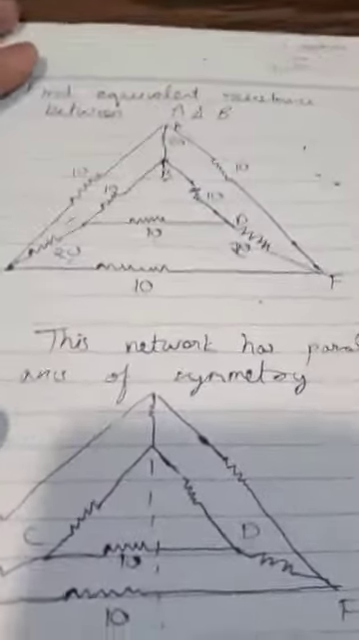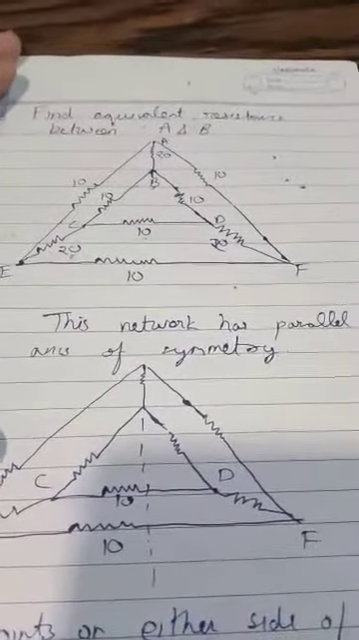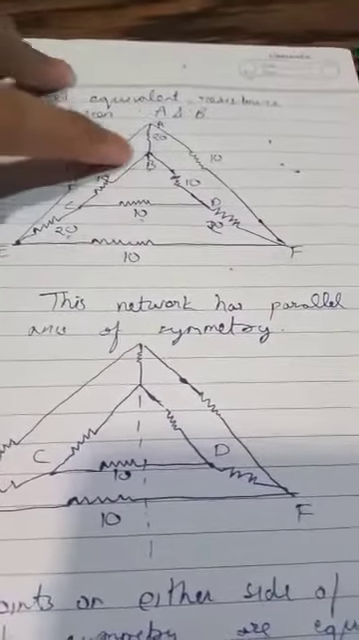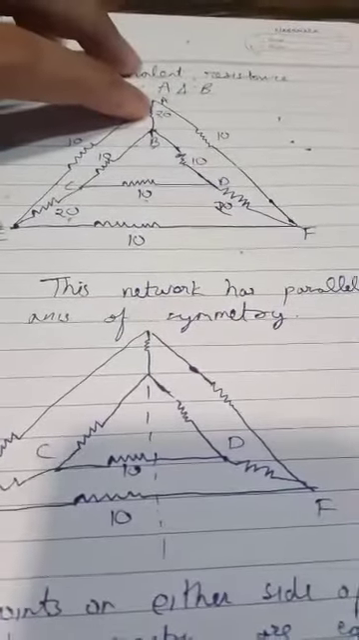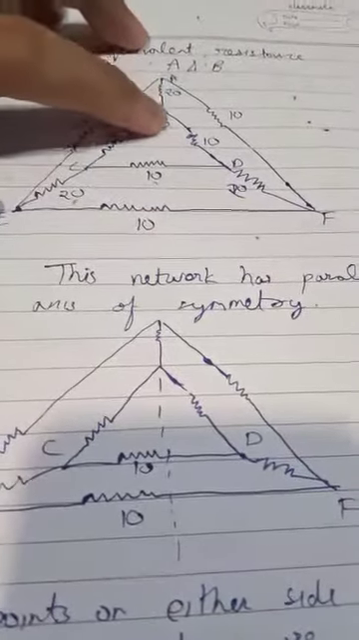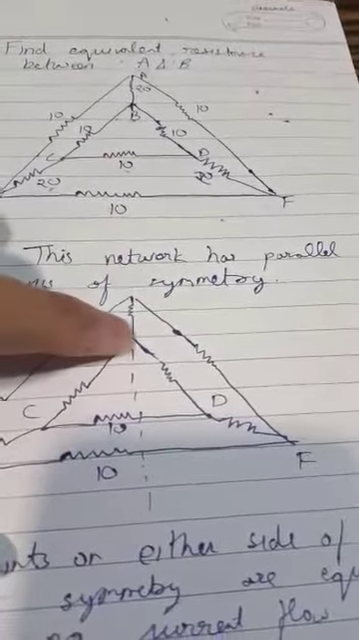So we have to find the equivalent resistance. Now this is a very complex problem, but it can be converted to a simple problem by considering the axis of symmetry. So this network has a parallel axis of symmetry. I have drawn the axis of symmetry like this. So this is the axis of symmetry.